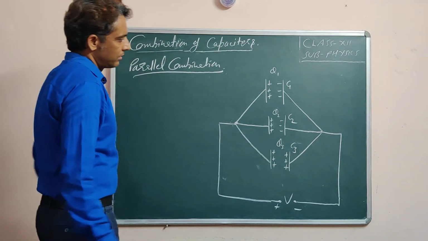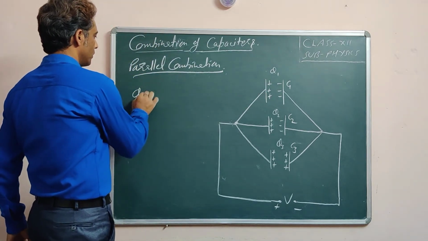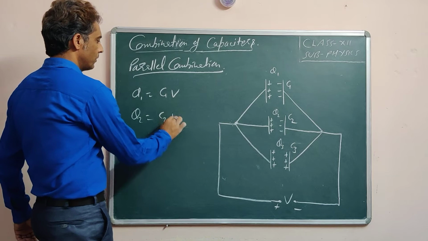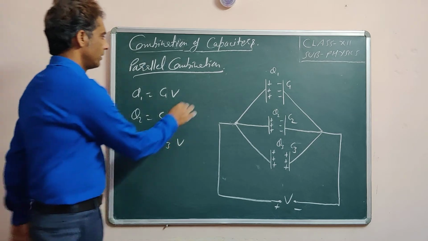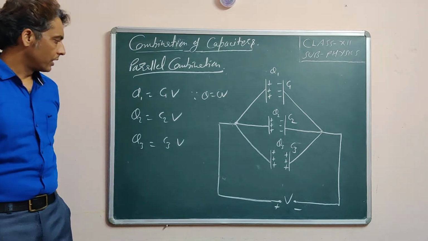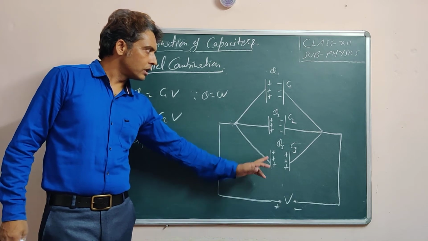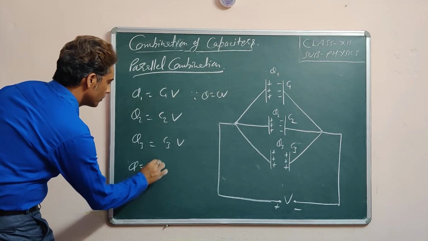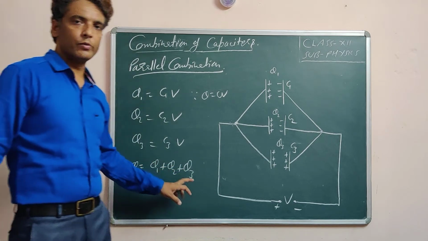So we can write Q1 is equal to C1 into V, Q2 is equal to C2 into V, Q3 is equal to C3 into V, because we know this formula Q is equal to CV. So here if we assume that Q be the total charge across the combination, then we can write Q is equal to Q1 plus Q2 plus Q3. This is by law of conservation of charge.